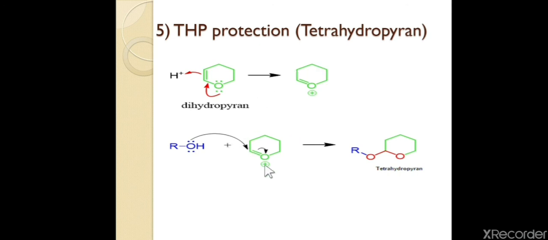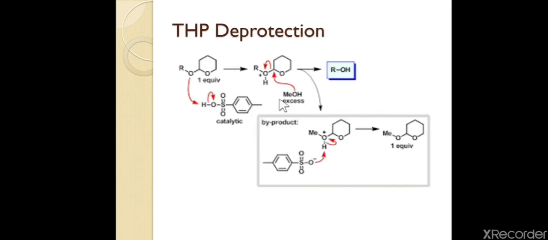In presence of a catalytic amount of acid, it gives activated dihydropyran. This activated dihydropyran is attacked by the OH lone pair, and we get this kind of protection, known as tetrahydropyran protection of alcohol. This is a tetrahydropyran group, and now it is protected. It looks like methoxymethyl also, but the deprotection mechanism is a little bit different.